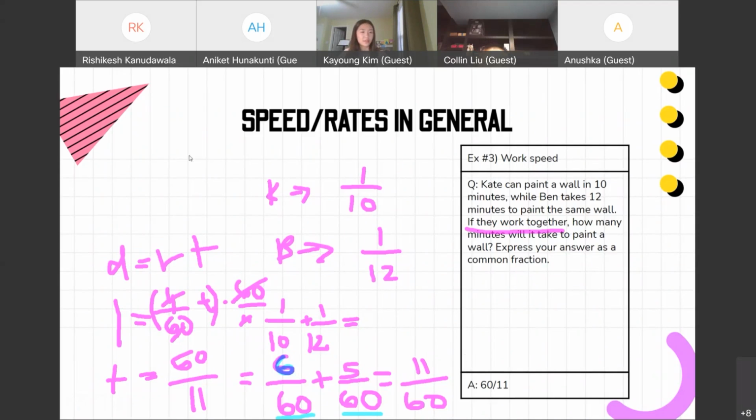I have a question. Would 60 over 11 be an improper fraction? Yes. Not a common one? Yes, but common fraction, like in MathCounts, common fractions are basically improper fractions. So that's what they mean by that. That's the words they use in MathCounts. But yeah, it is an improper fraction.